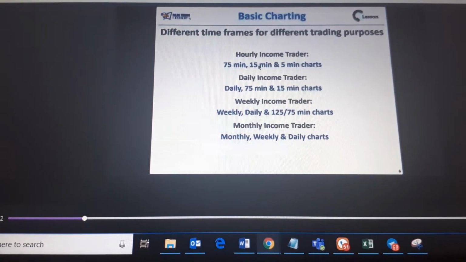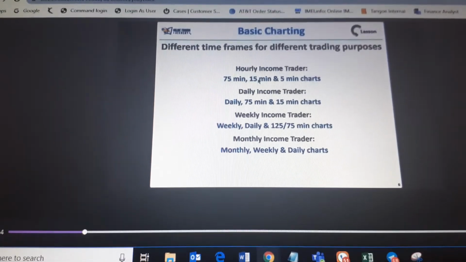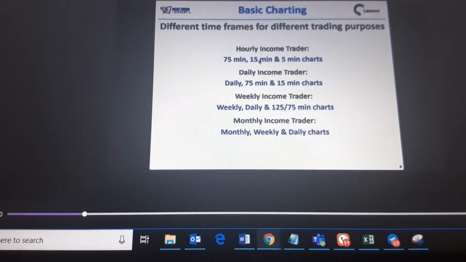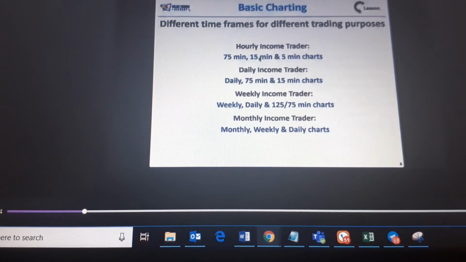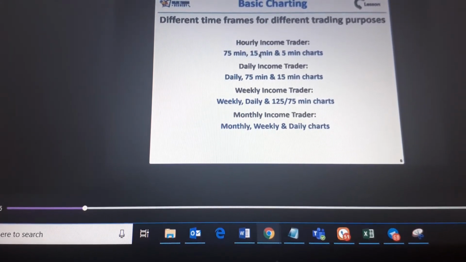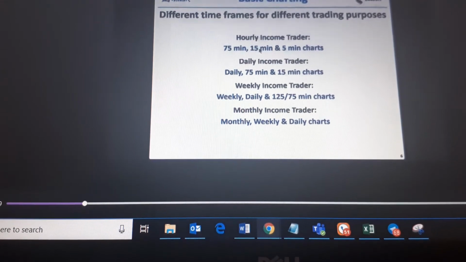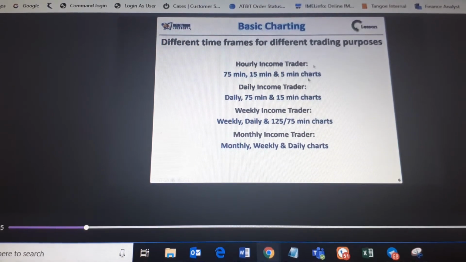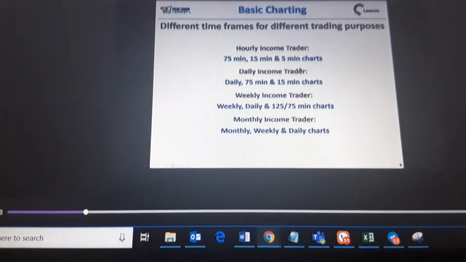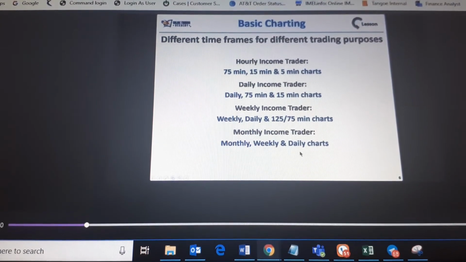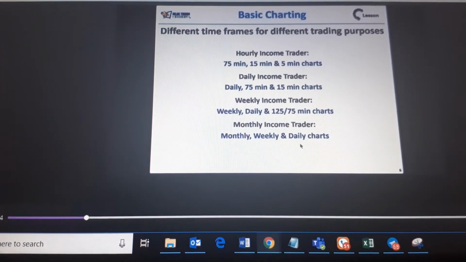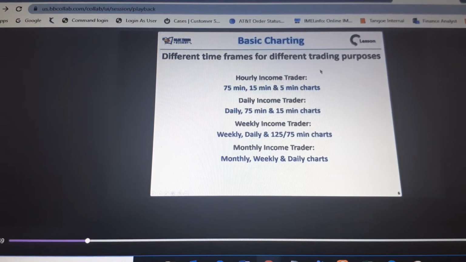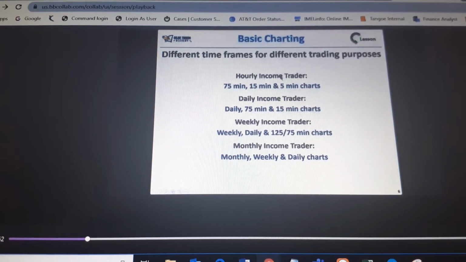So we have 4 styles of trading, and in this we have 3 time frames. Now we will go to the details of each and every style of trading in the coming session. Just in this chart, we want you to know that there are different styles of trading in Ignite. We have 4 styles of trading. So basically, hourly income trading and daily income trading are your intraday trades, and weekly and monthly income trading are your swing, or what people call positional trading. I will take you to each and every trading style in the coming session.